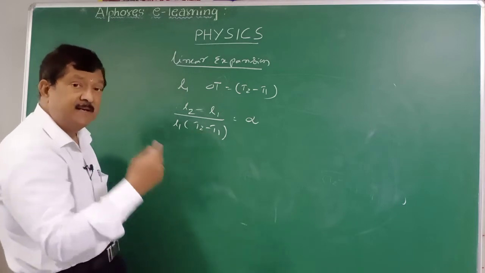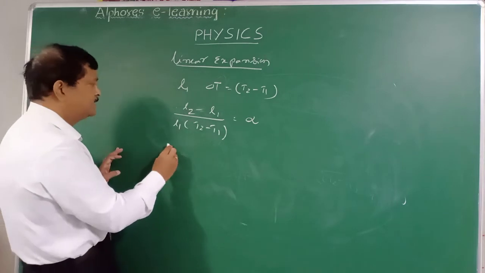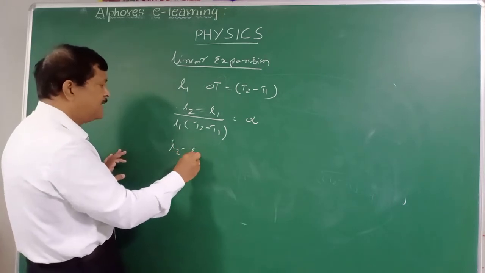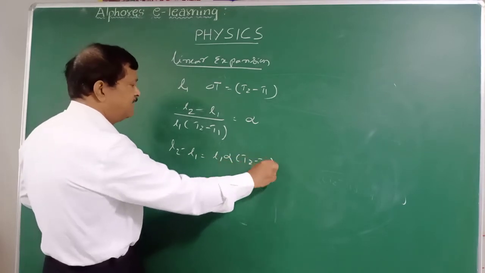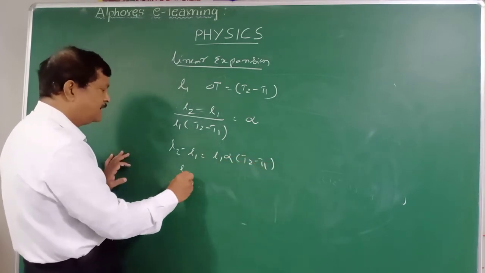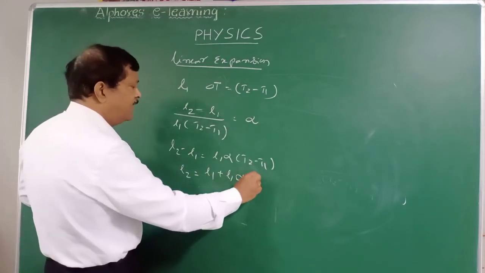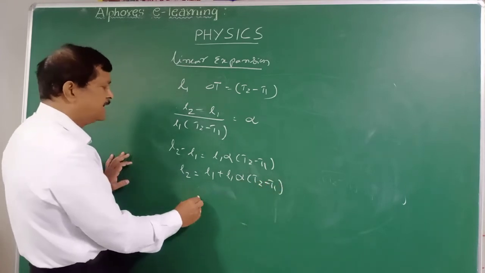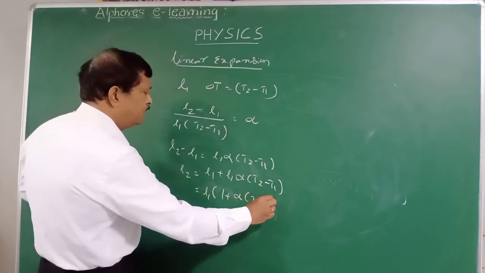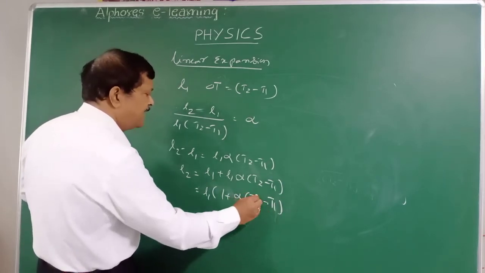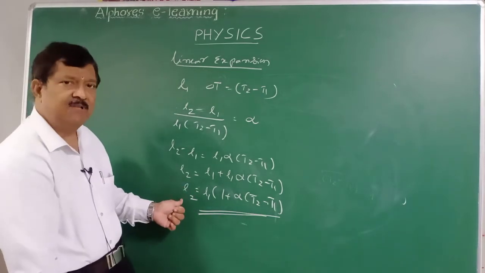From this equation, let us get the final length. What is the final length of the rod? Let us calculate. By cross multiplication you can say L2 minus L1 equal to L1 of alpha of T2 minus T1. Or taking the L1 to the other side, L2 becomes L1 plus L1 alpha T2 minus T1, or you can say L2 equal to L1 of 1 plus alpha T2 minus T1. We can write the value of final length as per this equation.